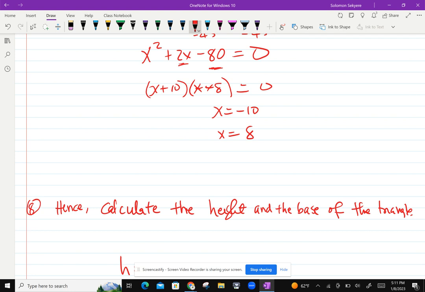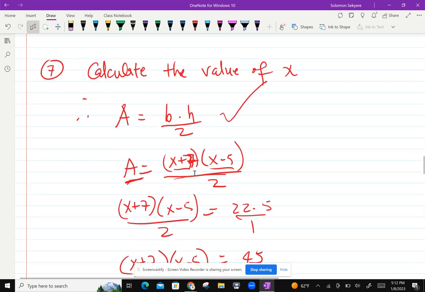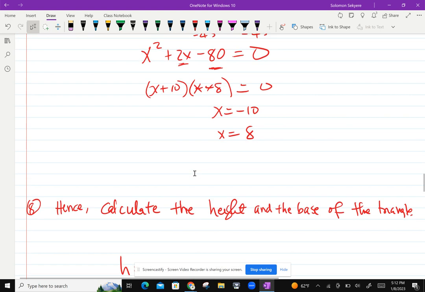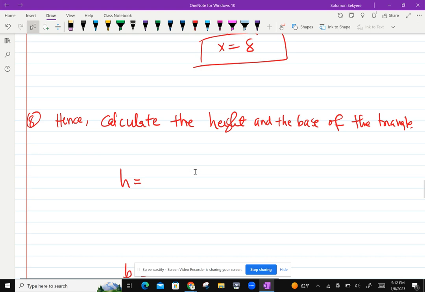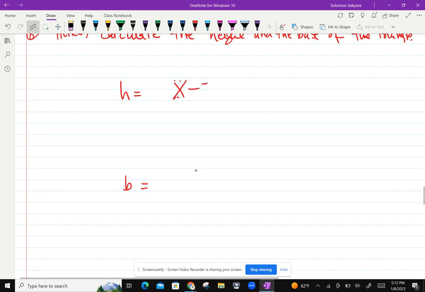Okay, but we are dealing with dimensions here. So if you put x equals negative 10 in here, we know we're going to get a negative value. So we are going to cross this out. This is the value we are looking for, x equals 8. Now that we know x equals 8, what is the height? The height is given as x minus 5.